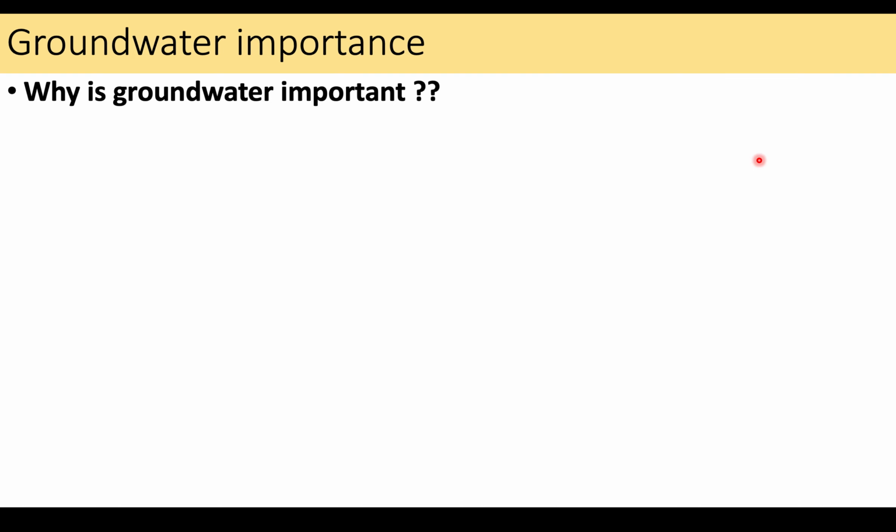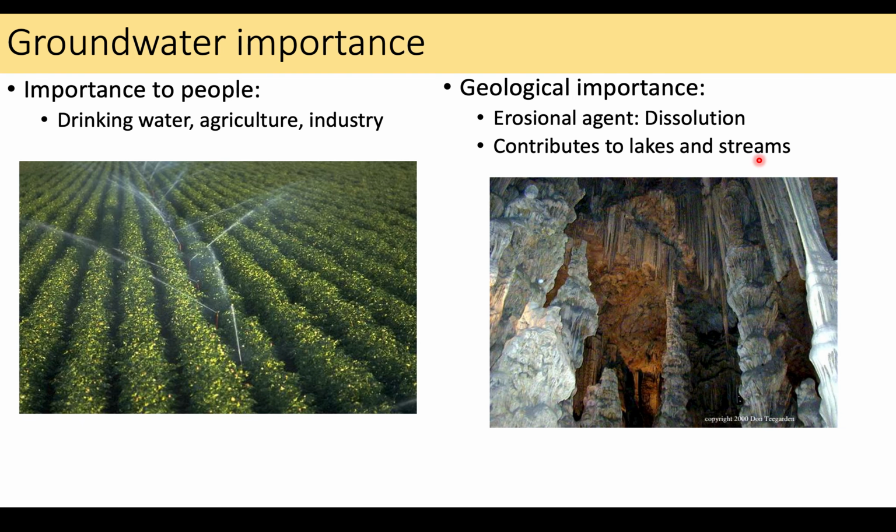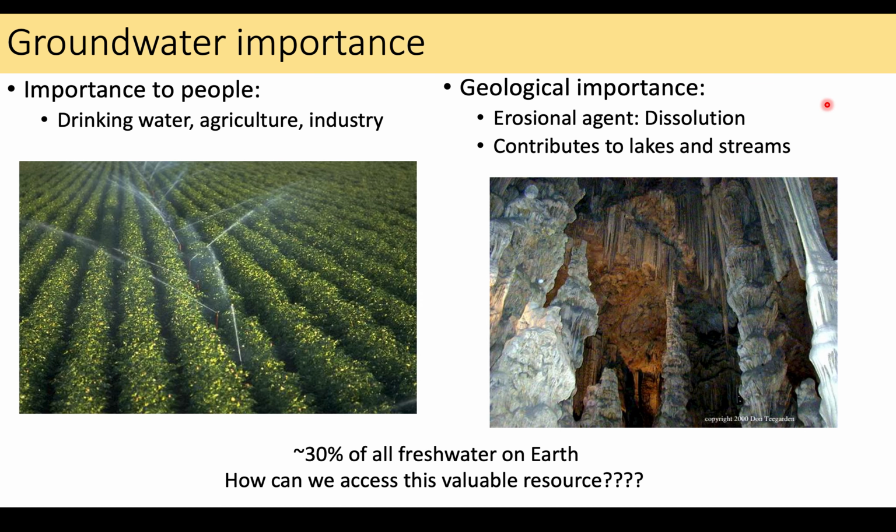So why is groundwater important? Double importance. It's very important to people. A lot of our drinking water, as well as our agriculture and a lot of industry, depends on our groundwater. And then it also has a geological importance, of course, as we were talking about in this class. It can be a big erosional agent, causing a lot of dissolution. And it also contributes to lakes and streams, which form a lot of the geology and the features and landscapes that we see on our surface.